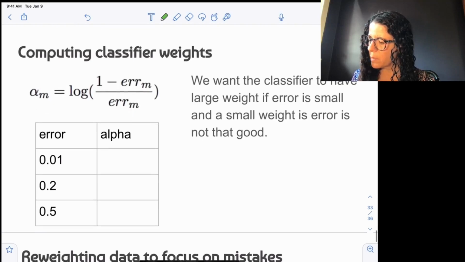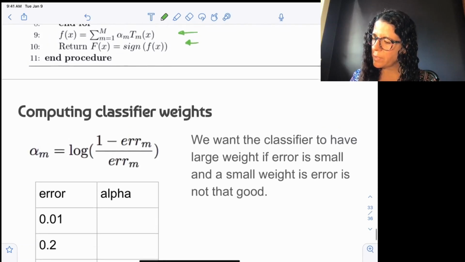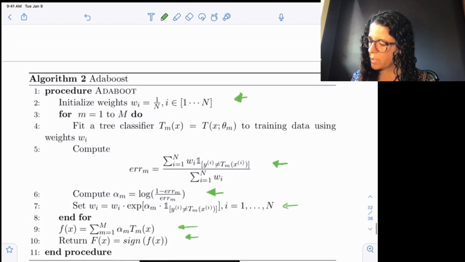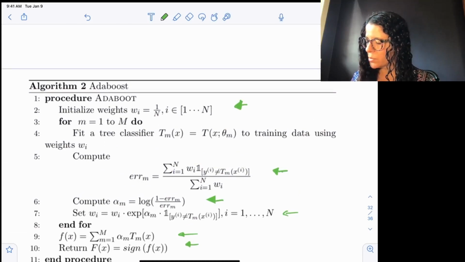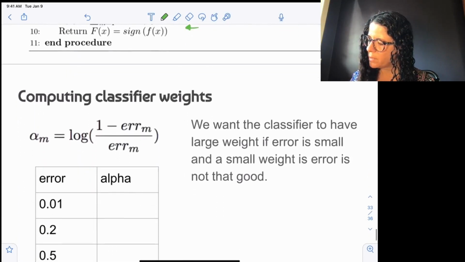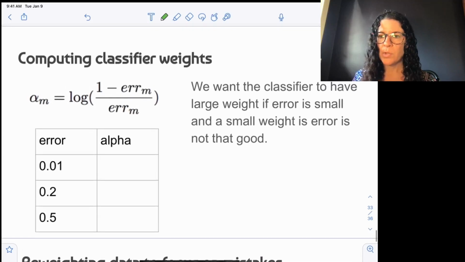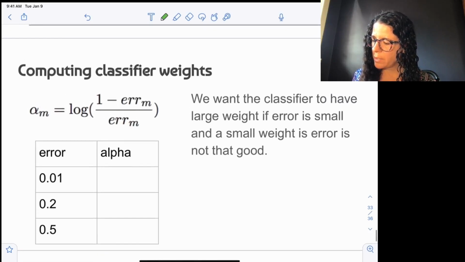I would like you guys to think about a few examples. Let's say that we have different classifiers, and we're trying to define this alpha. Remember, the alpha is going to be how much weight we give to a classifier. So intuitively, what we want is that a classifier that has small error is going to have a large alpha. So I would like you guys to compute the values of this alpha for different values of the error.